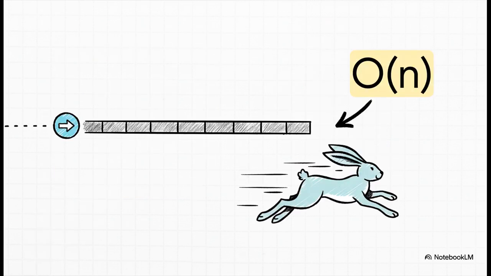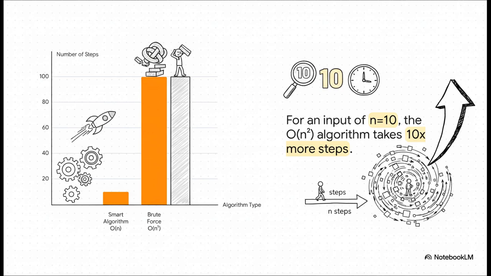And now, what about our second smarter algorithm, the hare? Well, it just has one single loop. The number of steps it performs grows in a straight line, directly proportional to the input size n. So we say it runs in O(n) time. It's linear. And this is where it all clicks.